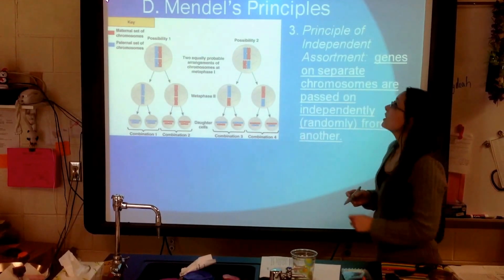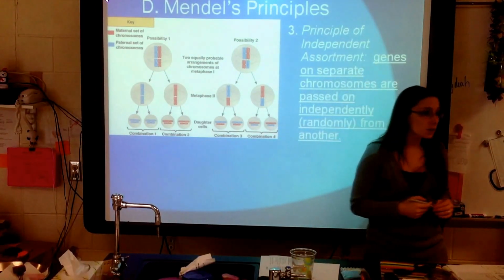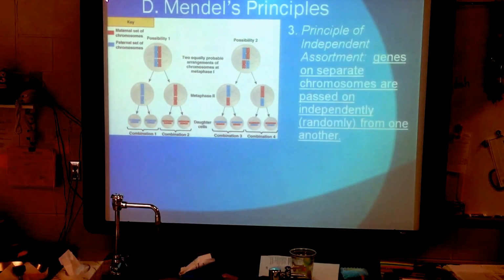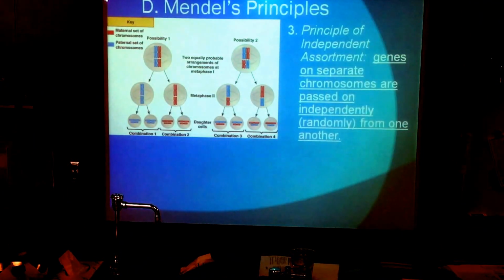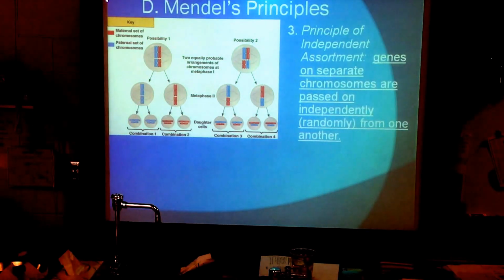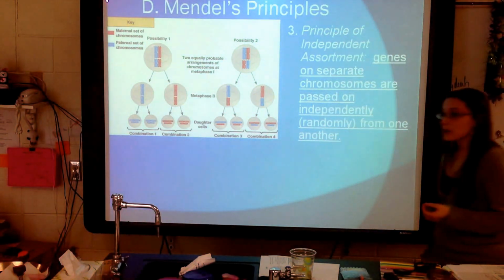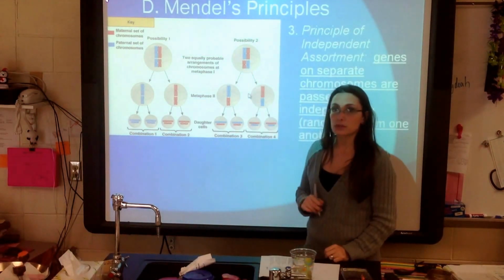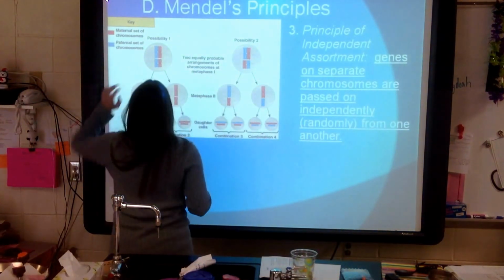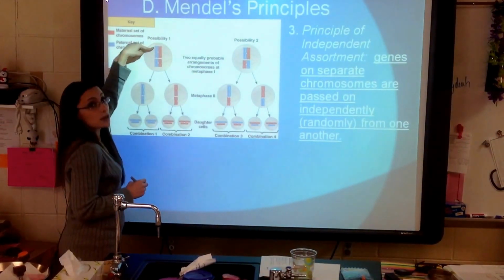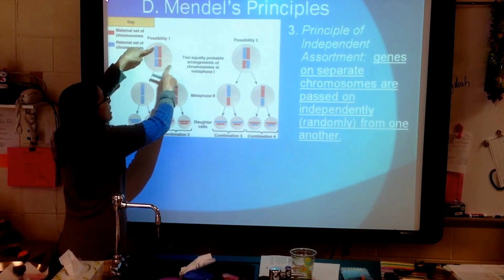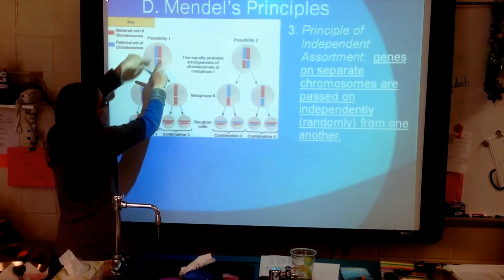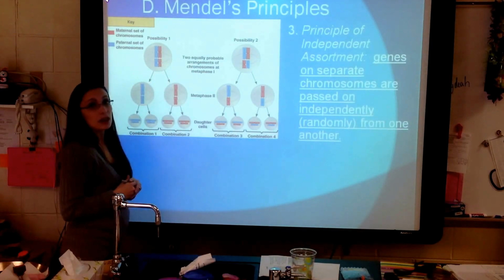The third principle is the principle of independent assortment. Independent assortment means that you get your traits independently of each other. What this means is that just because I have brown hair doesn't mean that you have to have brown eyes, because those traits might be on different chromosomes. So for example, if the trait for brown eyes is on the big chromosome and the trait for brown hair is on the little chromosome, I might inherit them separately.